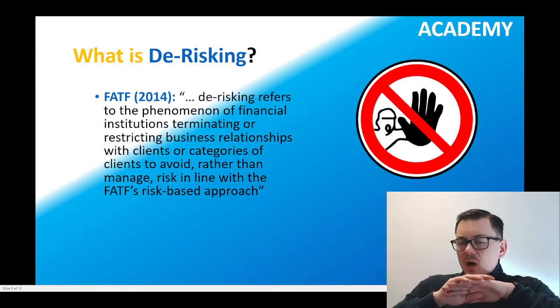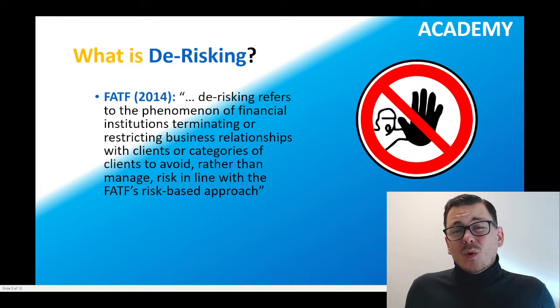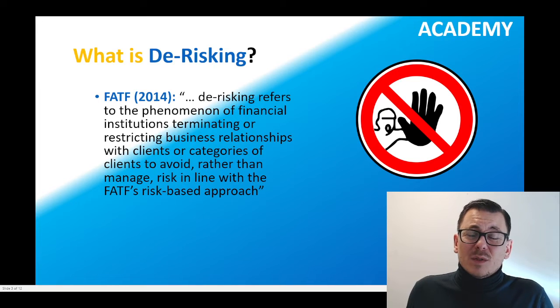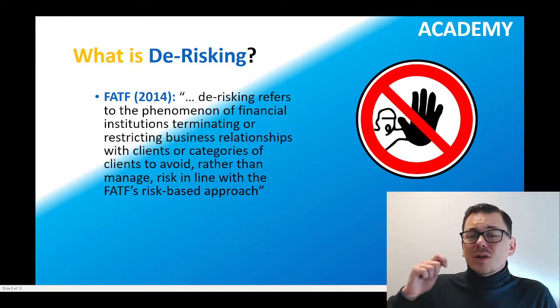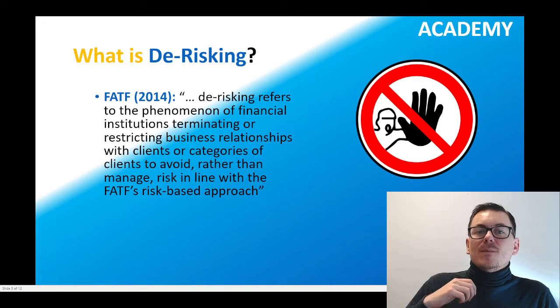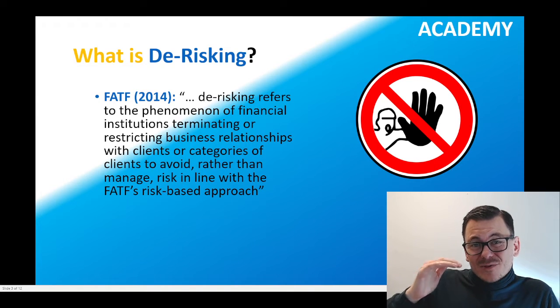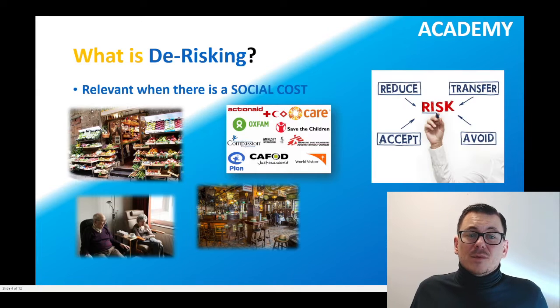So this is not just a thing happening within the financial sector. We see it all over. When businesses want to limit their risk taking, they get rid of clients. And sometimes the problem that occurs here is that this de-risking, where they want to limit their risk, starts to increase a social cost because there is a side effect. So let's look into that.